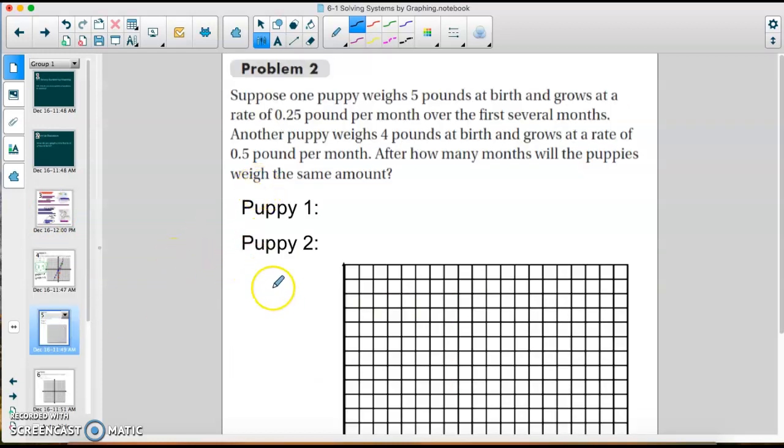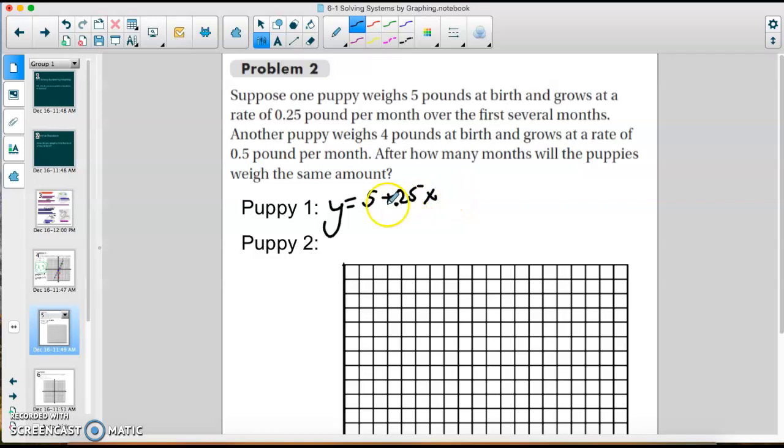All right, a word problem here for us. Suppose one puppy weighs 5 pounds at birth and it grows at a rate of 0.25 pounds per month. And then another puppy weighs 4 pounds at birth and it grows at a rate of 0.5 pounds per month. And then we need to figure out after how many months will the puppies weigh the same amount. Okay, so puppy 1, they weigh 5 pounds at birth. So we're already starting off at 5. And then they grow at a rate of 0.25 per month.